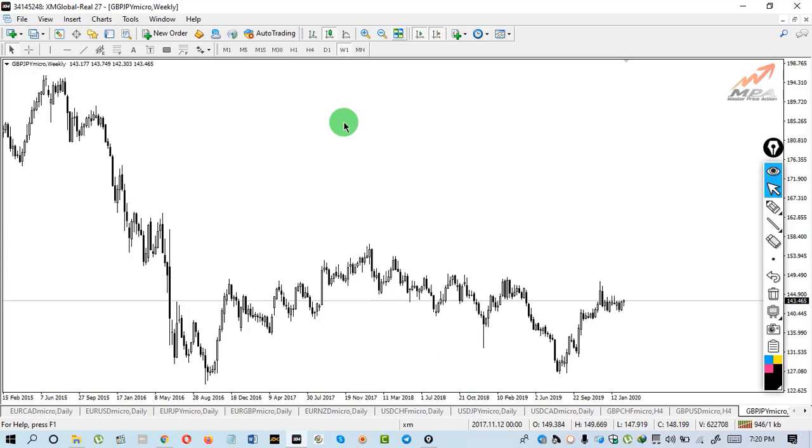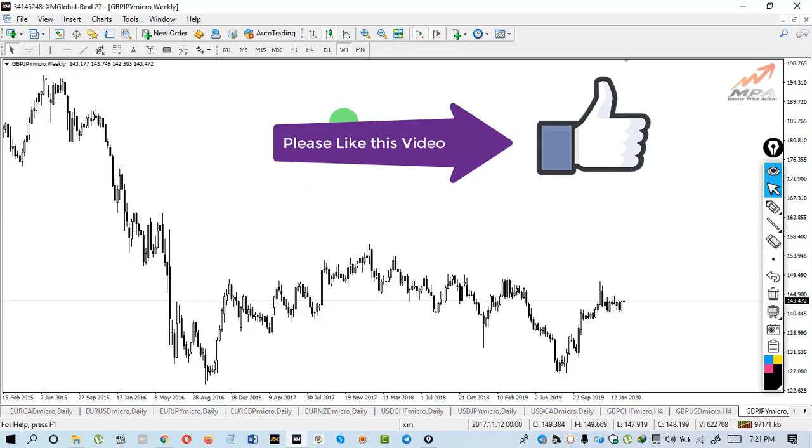I want to tell you why I am going to draw support and resistance levels on the weekly time frame, because weekly time frame shows the bigger picture of the market. It shows some authentic levels. So let's get started.